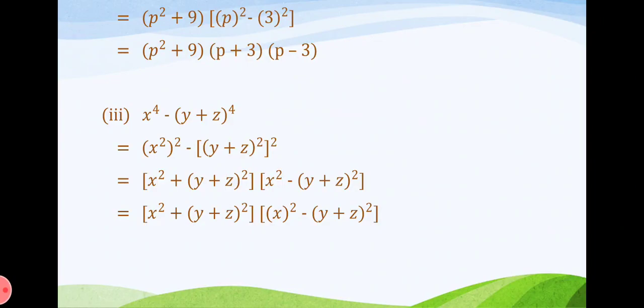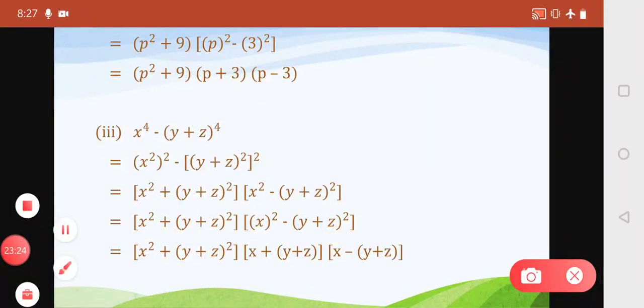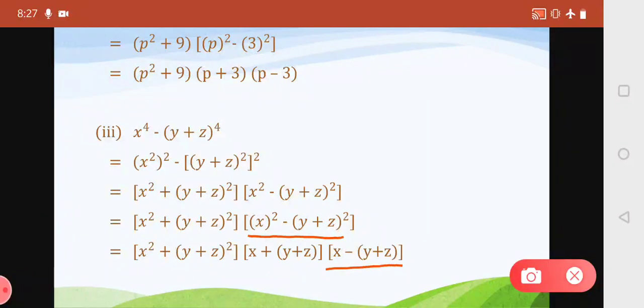Again for the second bracket we can apply the third identity and move further. That is equal to (x² + (y + z)²). We have to write this as it is, because in this bracket we cannot apply any identity. Now the second bracket, as we have applied the third identity, one time we will add both the terms and the second time we will subtract. So here one time addition, that is we will write x + (y + z), and in the second bracket we will write x − (y + z).